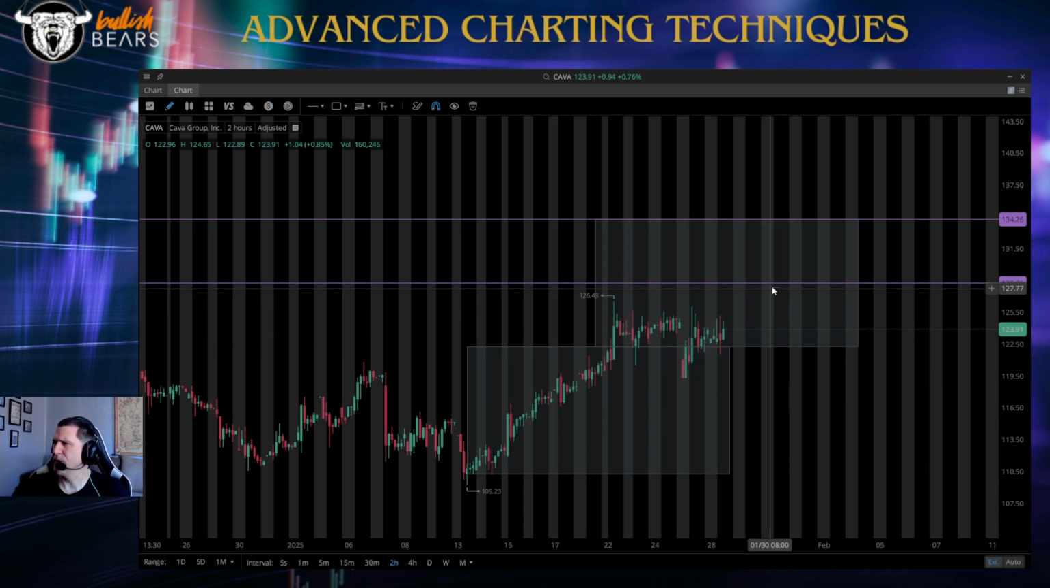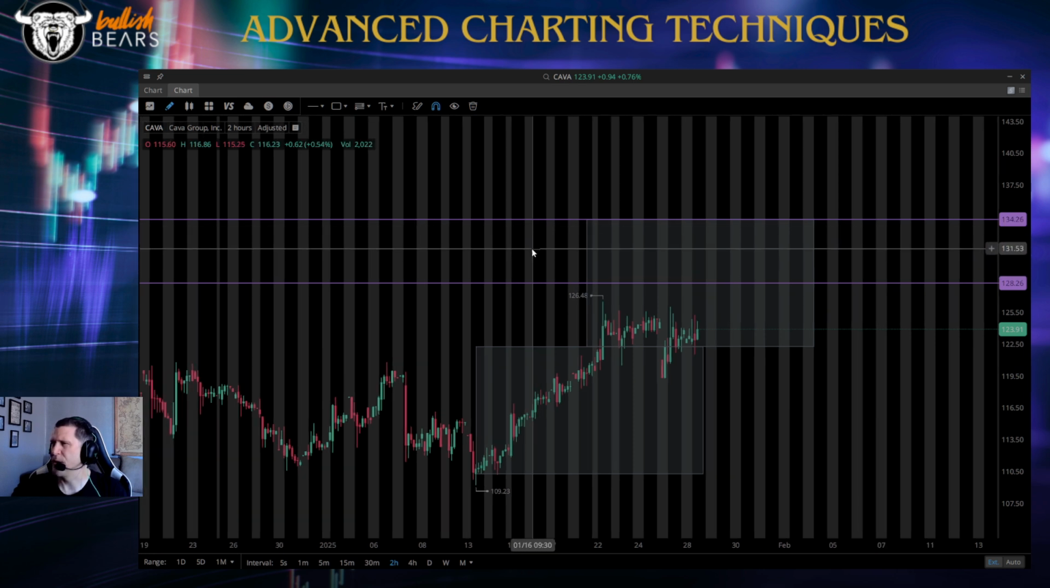First breakout target, half a measured move, and this is just based loosely on a box. It doesn't have to be precise. It doesn't have to be a specific percentage or a specific fib level of anything. It's just a measured move. Half of that is 128.26. The whole move is 134.26.